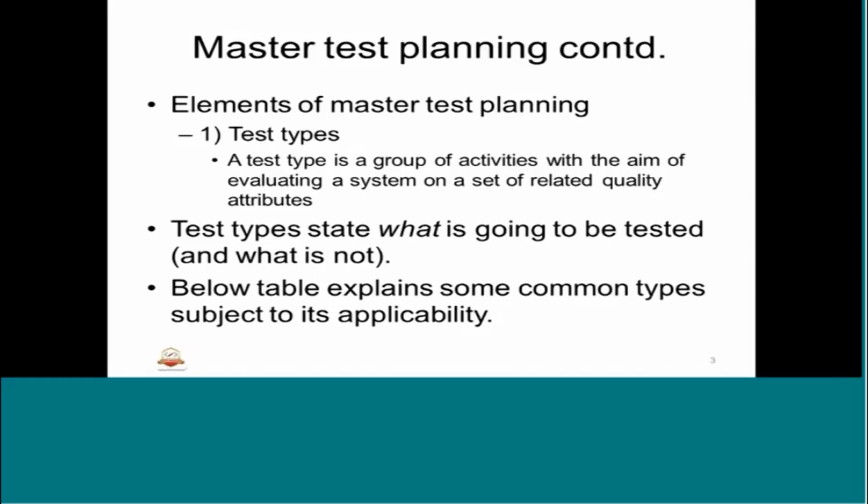And test types state what is going to be tested, what is not. For instance, a tester doing a functionality test is not doing performance. I mean, it will define basically who will do what, functionality and performance related, or vice versa, in terms of which tester is going to do which one. In the below table we can see some of the test types based on the applicability. As I mentioned, applicability here means that it depends on the complexity of the underlying embedded system.